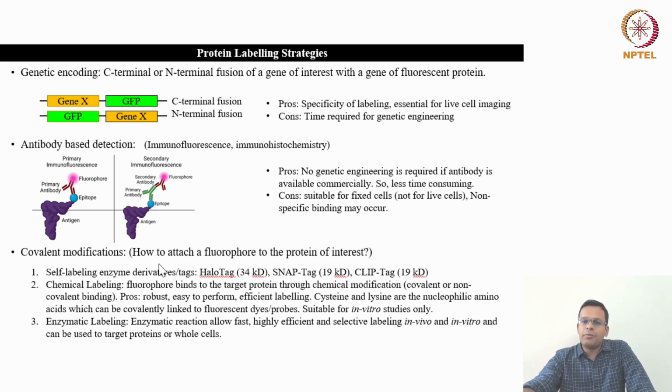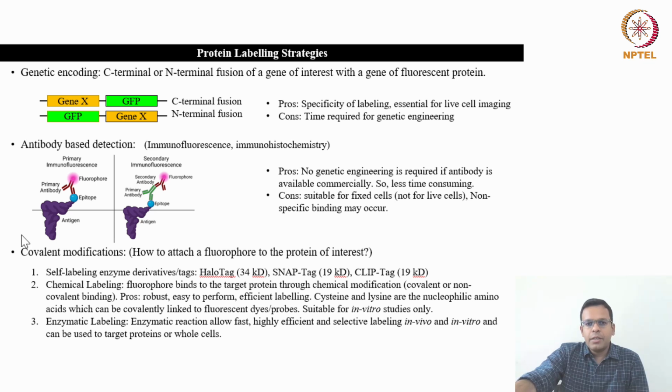And there are fluorescent ligands which bind specifically to halo tag, snap tag or clip tag. Those fluorescent ligands are available commercially. You have to buy those dyes, and add them into the medium. Those fluorescent dyes will go inside the cell and bind to this halo tag protein or the snap tag protein or the clip tag protein. There are several other ways known as chemical labeling and enzymatic labeling. By several chemical modifications and enzymatic reactions, you can label your protein of interest with fluorescent dyes.